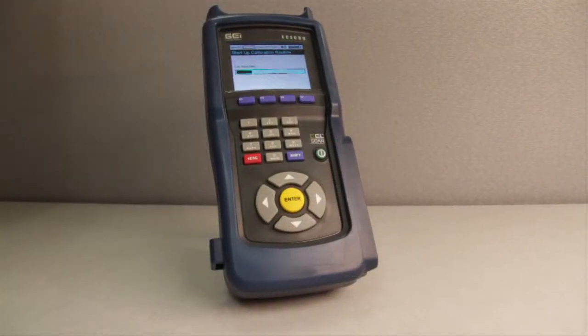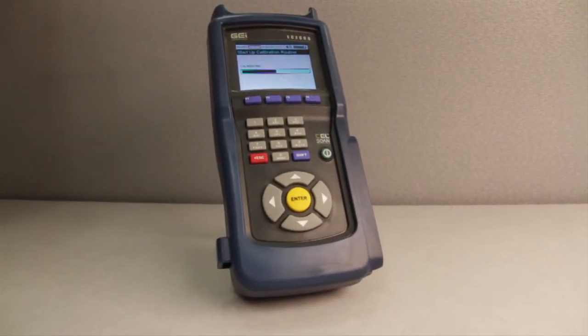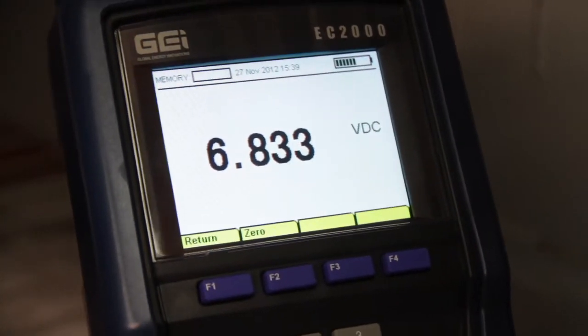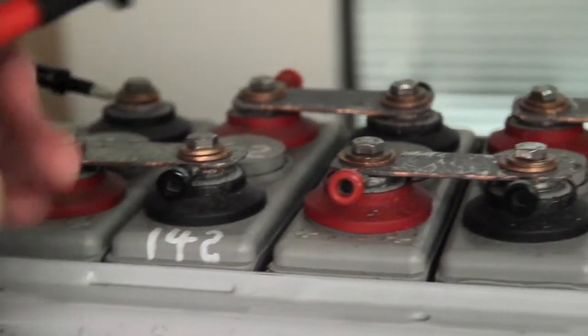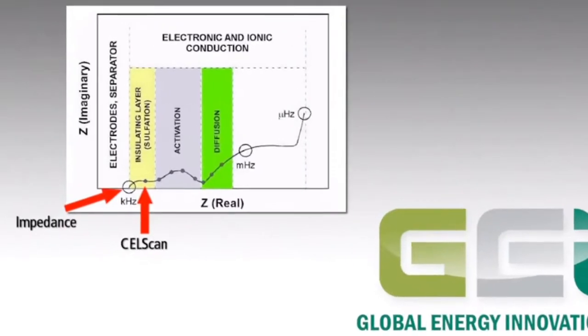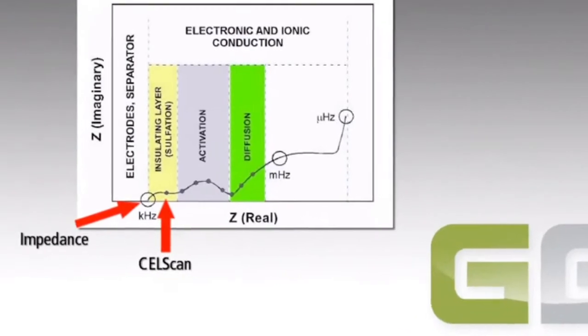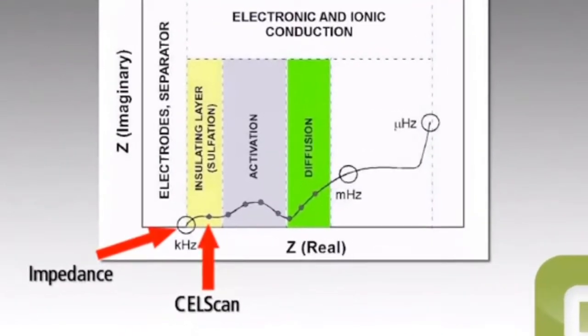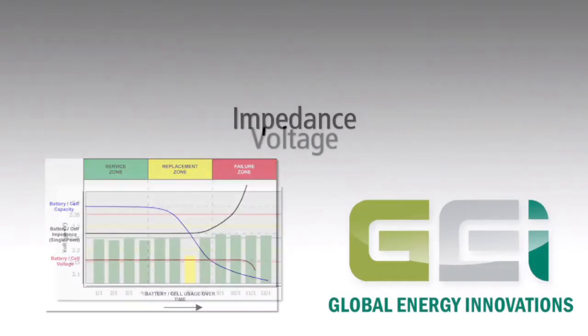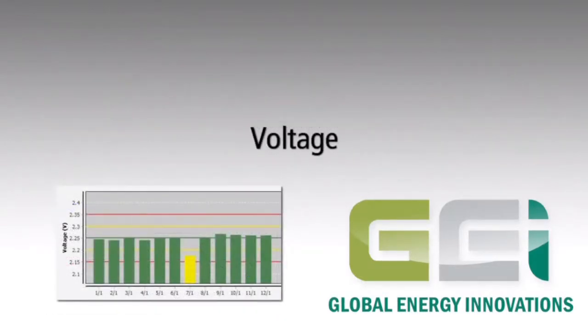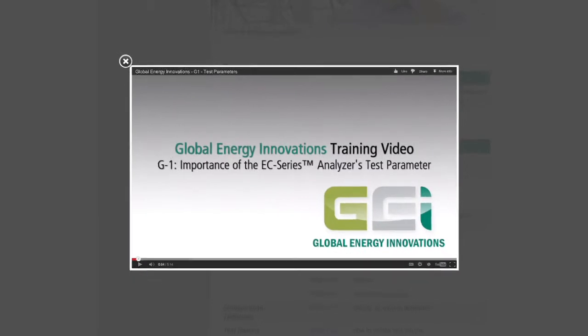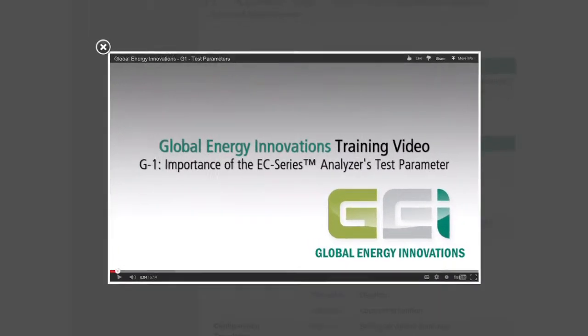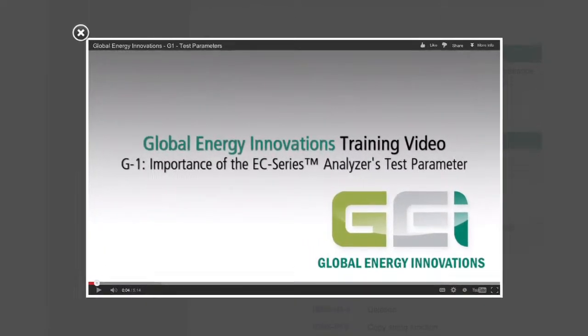The EC Series Analyzer measures 3 test parameters: voltage, impedance, and Global Energy Innovation's parameter CellScan, which assesses the chemical properties of the battery. CellScan parameters are leading indicators of battery failure, while impedance and voltage are considered lagging indicators. Consult the training video G1 for more information on these test parameters.